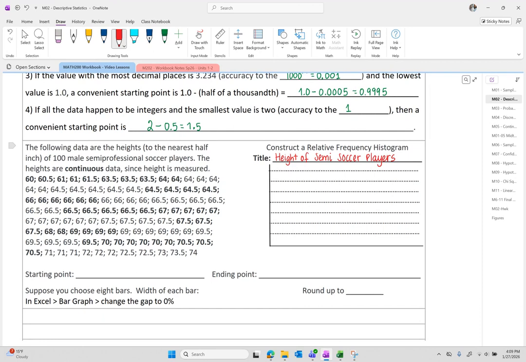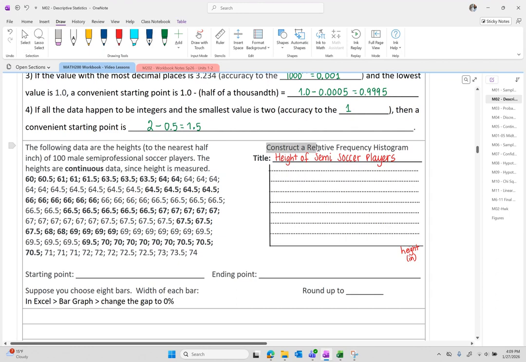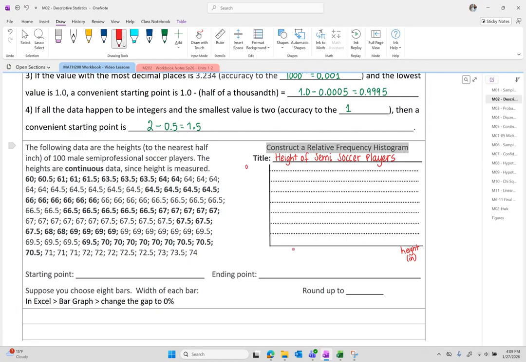And therefore the horizontal axis, this is my variable, will be heights in inches. And the vertical axis, per instructions that ask us to construct a relative frequency histogram, will be percent of athletes.